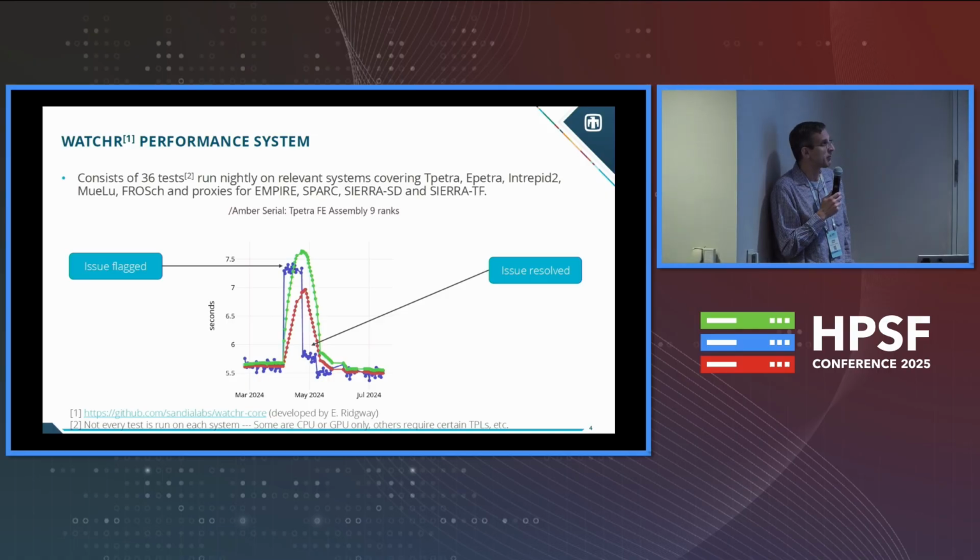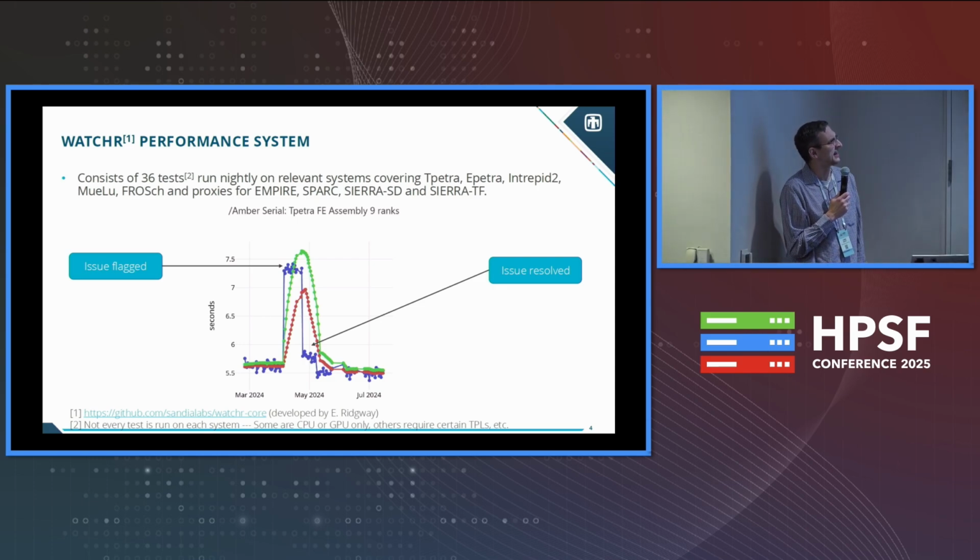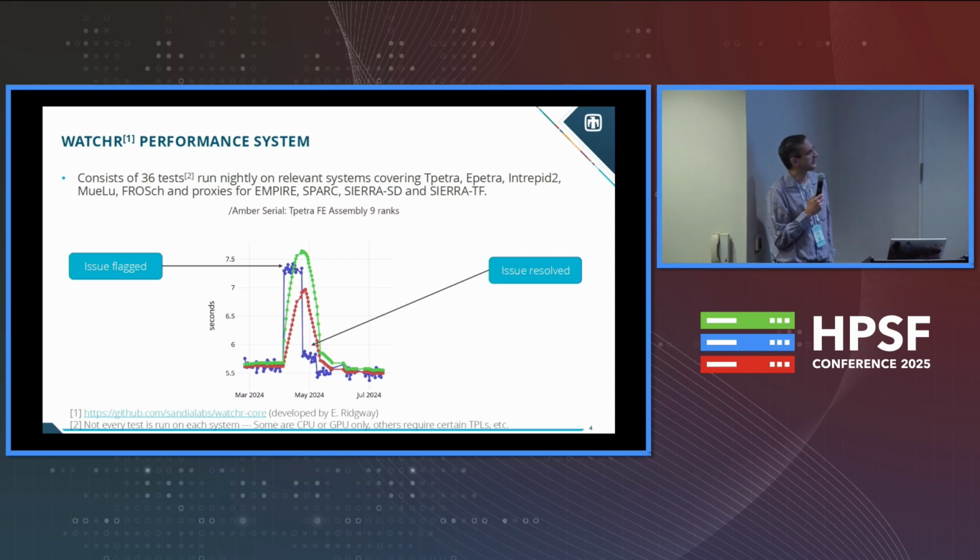Our first piece is the Watcher performance system. This is open source. It's developed as a Jenkins plugin by Elliott Ridgway. And I think that number is actually too small now. I think we're somewhere in excess of 40.